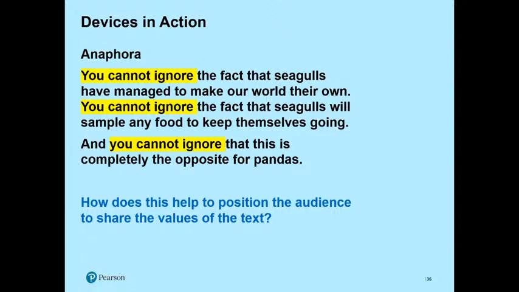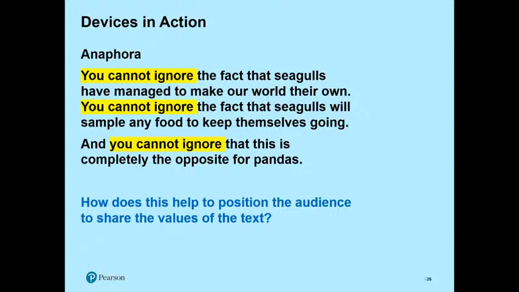You can't ignore the fact that seagulls have managed to make the world their own. Yeah, that's true. You can't ignore that they will eat anything. Oh, yeah, no, that's true. Can't ignore that pandas are completely opposite. Oh, yeah, okay. And then suddenly you've got them agreeing with you that seagulls are doing something better than pandas, something different than pandas, and you're starting to move them into that agreement position.